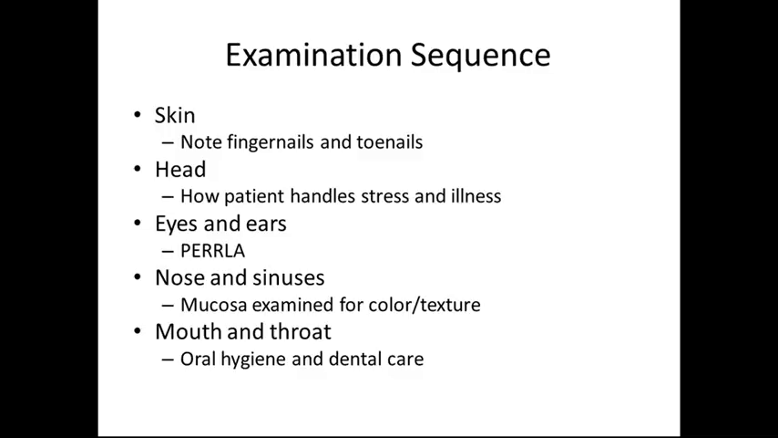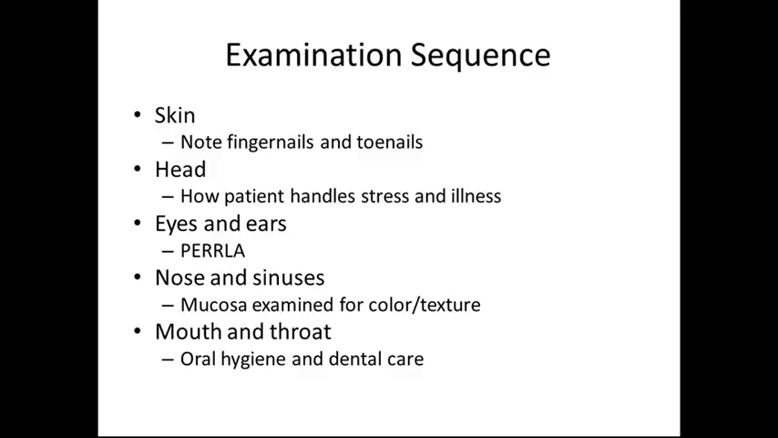Then we examine the eyes and the ears. We use PERRLA for the eyes, which stands for pupils equal, round, reactive to light and accommodation. Oftentimes when we are examining the eyes, we look at the sclera to see if there is yellowing, which can indicate jaundice or liver disease. When we think of ears, we look in the ears to check for cerumen, and we check the tympanic membrane to make sure it is that pearl gray color.